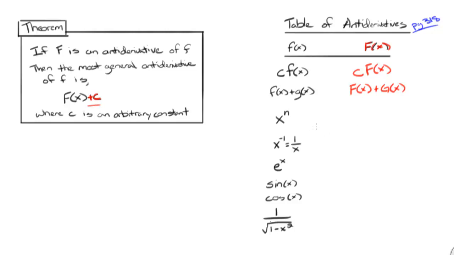First, we have x to the n. Now what I call this is the anti-power rule. This is going backwards the power rule, and it looks like this. We're going to take our exponent and add 1 to it, and then divide by that value n plus 1. In the next example, we'll see that in action.